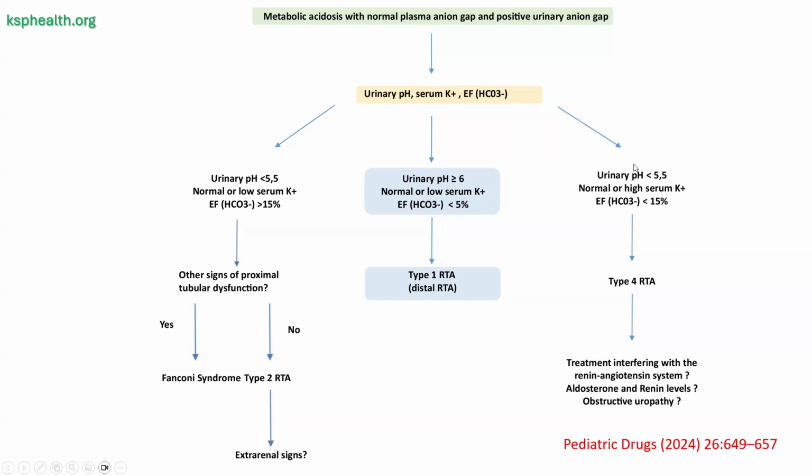When the urinary pH is less than 5.5, with high potassium and bicarbonate excretion less than 15%, then it is type 4 renal tubular acidosis. These are all kind of difficult unless you are at an advanced center. It's hard to do the bicarbonate excretion, but on the other hand, you can go with the bicarbonate estimation in the presence of acidosis. That's good enough. Treatment interfering with the renin-angiotensin system, and renin levels in obstructive uropathy, commonly you will see type 4 in obstructive uropathy.